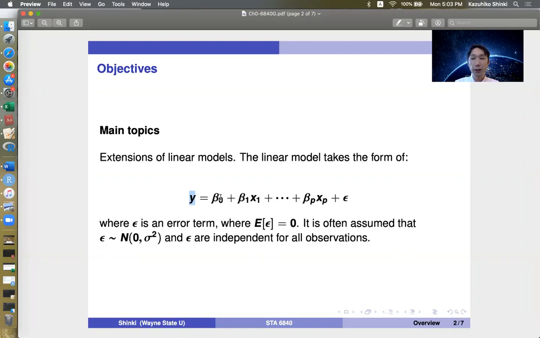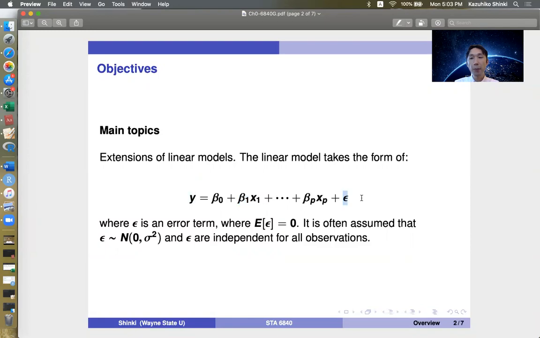So beta naught is some constant, and for beta 1, for example, for each additional centimeter, maybe the weight is 50 grams more or something like that. But beta 1 is unknown. So the data estimates beta naught to beta p.